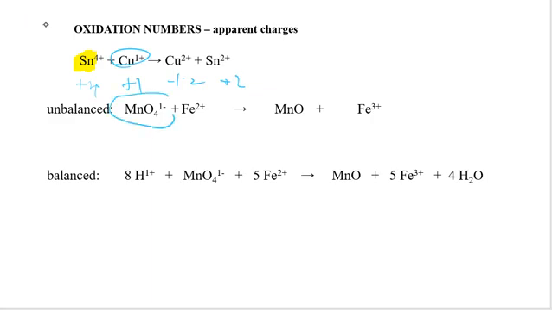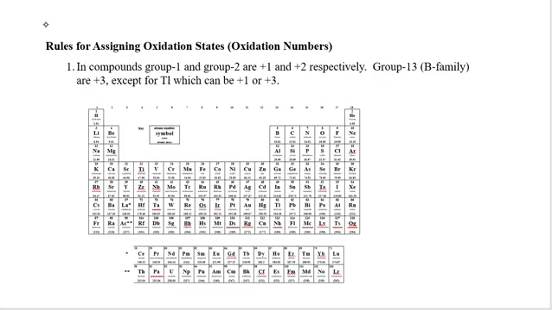The problem is when you have things like permanganate or another neutral compound like MnO. When you have those neutral compounds, what do you do? How do you get the oxidation states out of that? Well, you have oxidation rules that help us out with all of this stuff. There are a handful of rules, and they're not so bad. Rules for assigning oxidation numbers.